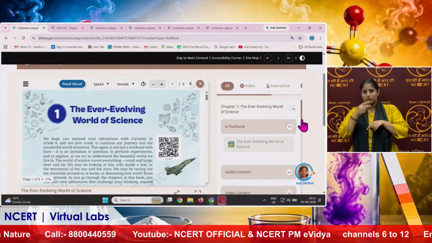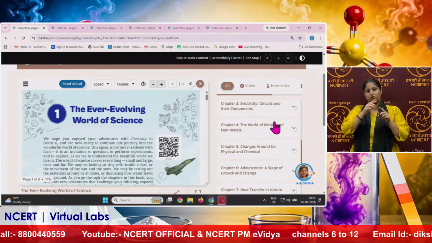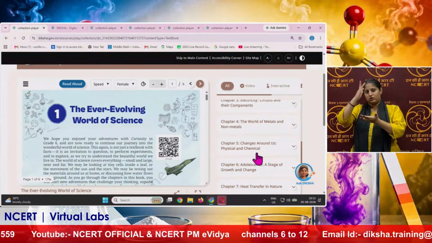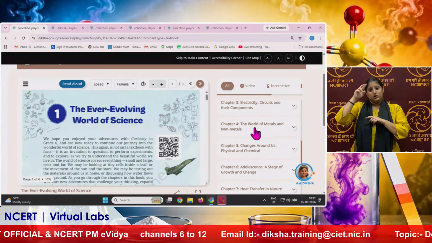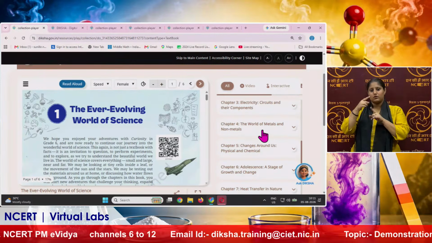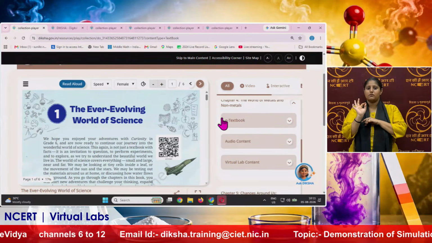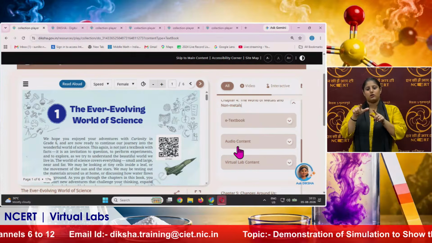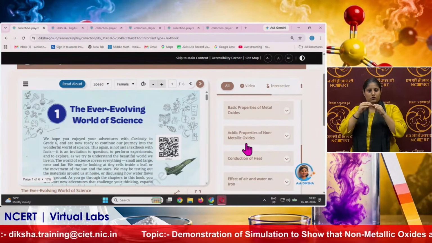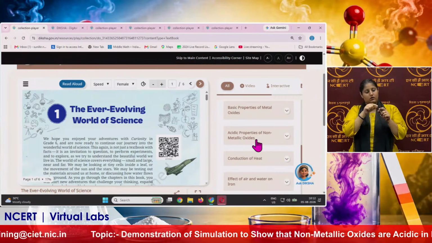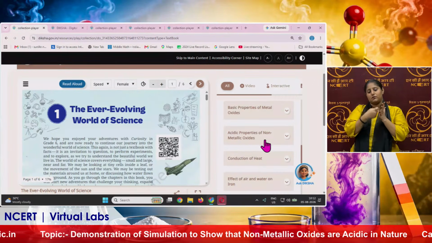When you click on this, you will see on the right side all the chapters of the textbook are covered. Because today's topic is from chapter 4, the world of metals and non-metals, I'll click on this. Here you can see the e-textbook, audio content and virtual lab content. Under the virtual lab content, I will select acidic properties of non-metallic oxides, which is today's topic.